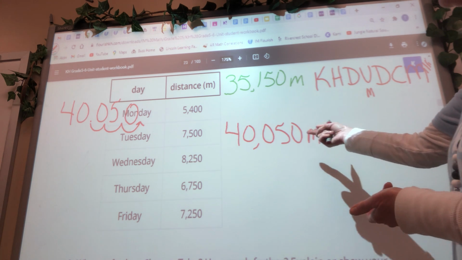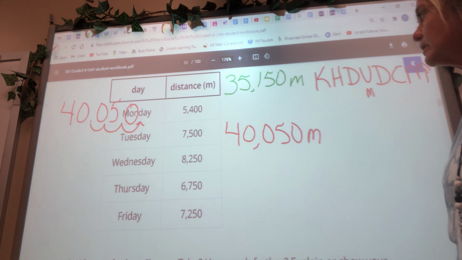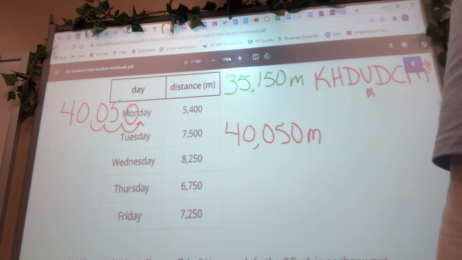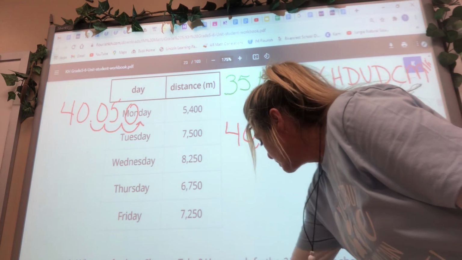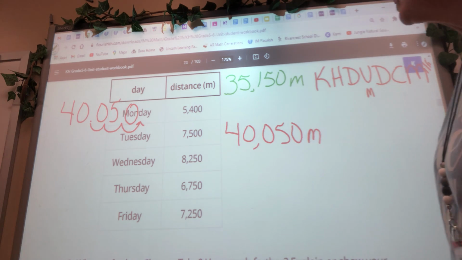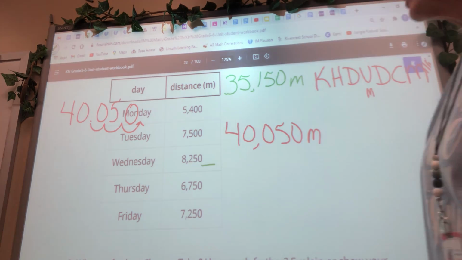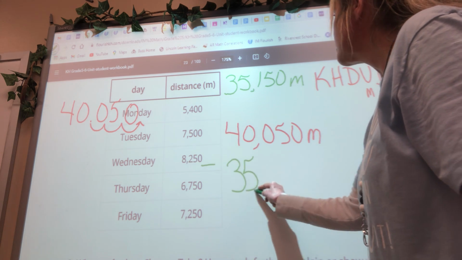Okay? So now can we see who ran the farthest? Well, Tyler did, didn't he? Claire ran 35,150. Tyler ran 40,050. So Tyler ran more. Then they asked how much farther? Well, if it says how much farther, we know we're subtracting. So let's take Claire's away from Tyler's.